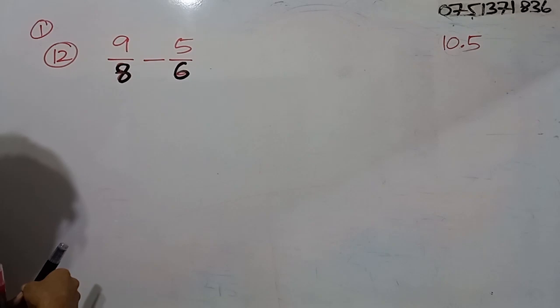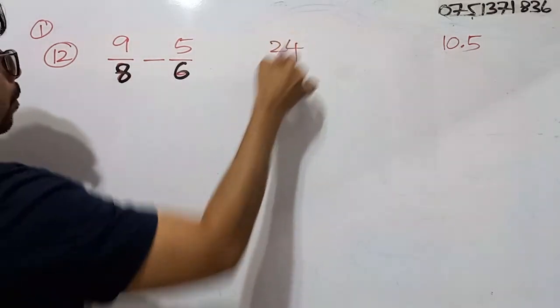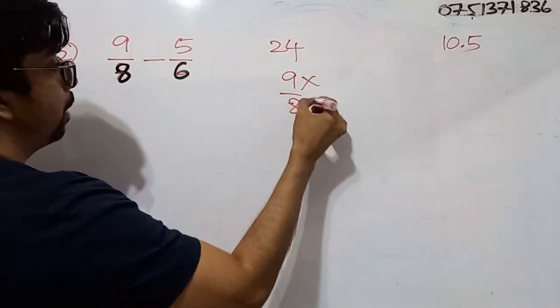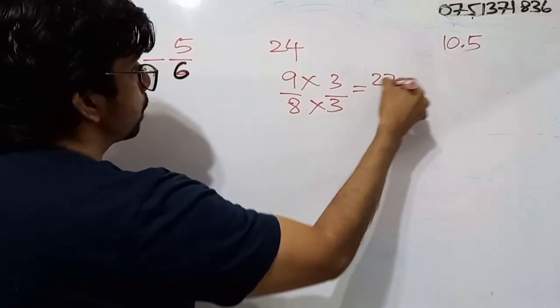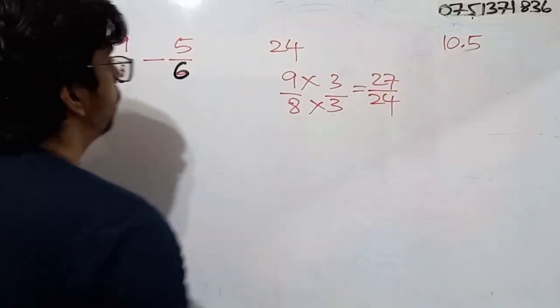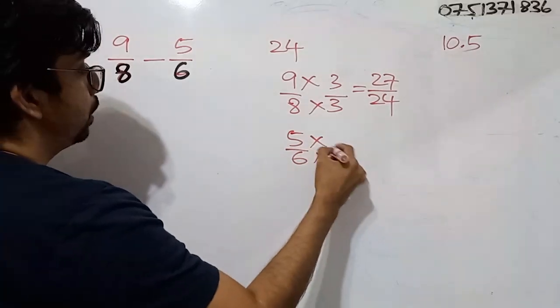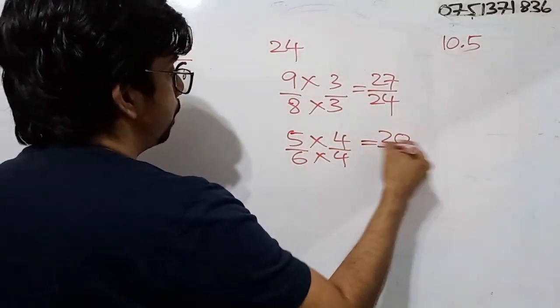So here we have two denominators of 8 and 6. So the least common multiple will be what? 24. Right? So 9 by 8, I'll have to multiply both numerator and the denominator by 3. So this fraction becomes what? 27 by 24. 5 by 6, I'll have to multiply both numerator and the denominator by 4. So this fraction becomes what?